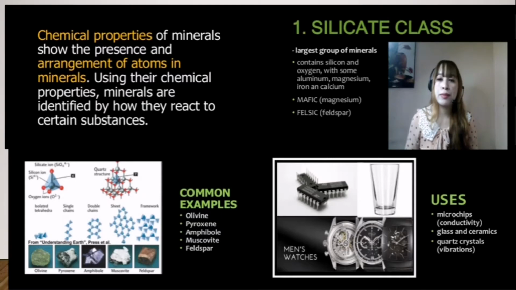The first example is the silicate class. It's the largest of minerals, and they contain silicon, oxygen with some aluminum, magnesium, iron, and calcium. The common examples are olivine, pyroxene, amphibole, muscovite, and feldspar. These are the uses, like the microchips, and something in men's watches.